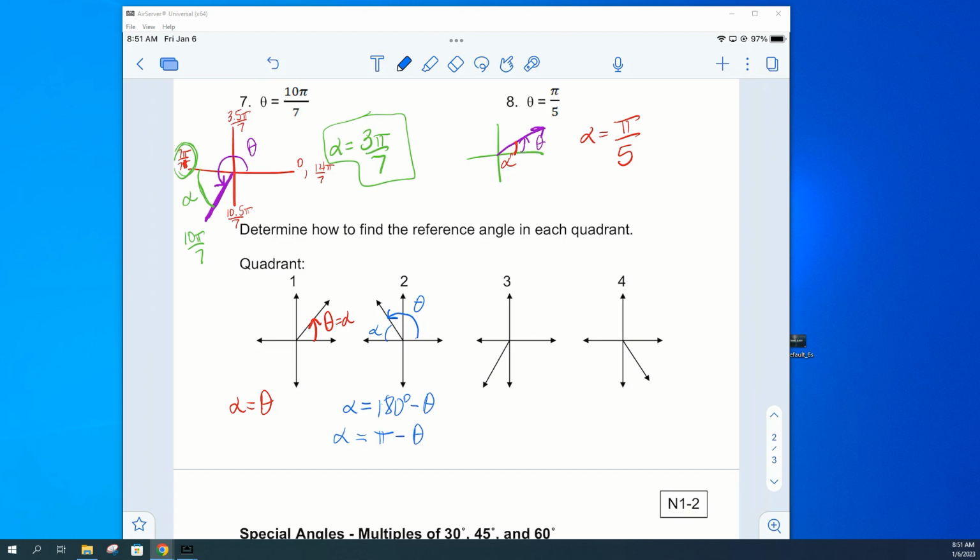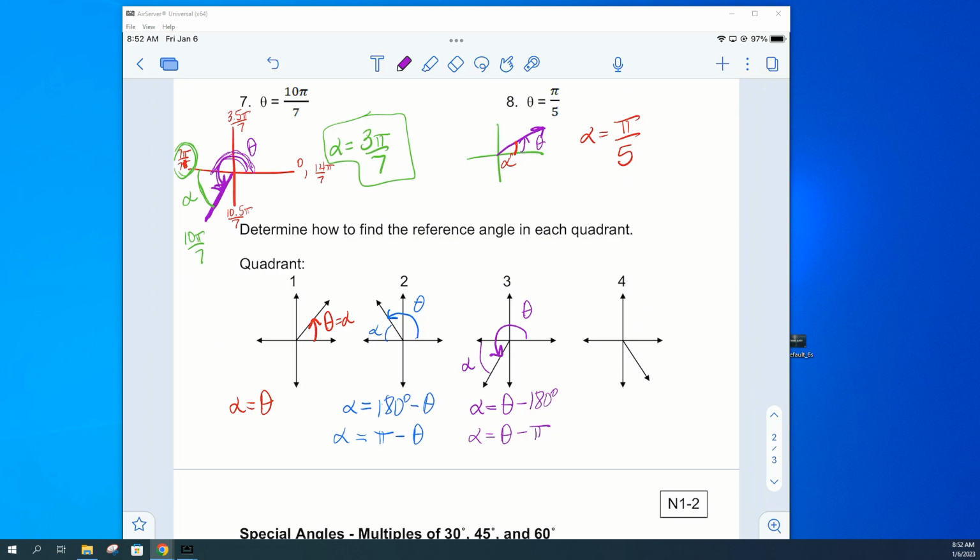What did you do in quadrant 3? Well, in quadrant 3, your theta is here and your alpha is here. So if you think about that, what we did all the way around was 10 pi over 7. You kind of subtracted out this part, which was pi, or 7 pi over 7, and that gave you your answer. So alpha is your theta minus 180 if you're in degrees, and theta minus pi if you're in radians.